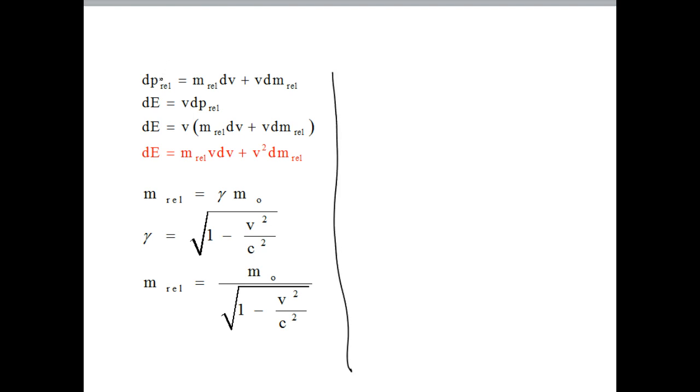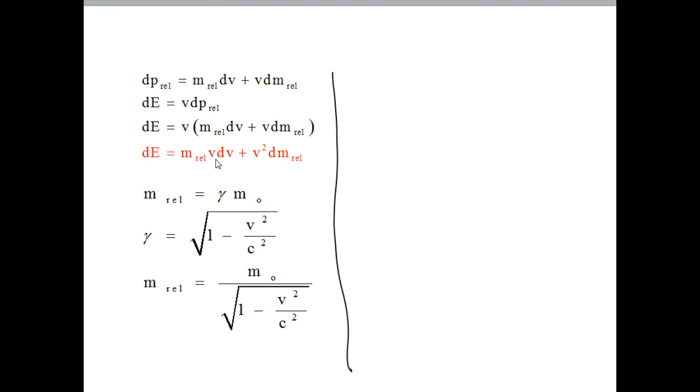Okay. We have relative momentum is equal to your relative mass times your change in velocity plus your velocity times the change in your relative mass. Okay. So therefore, dE, our change in energy, is equal to our velocity times the change in our relative momentum. So I just take the relative momentum and plug it into here and multiply by the velocity.